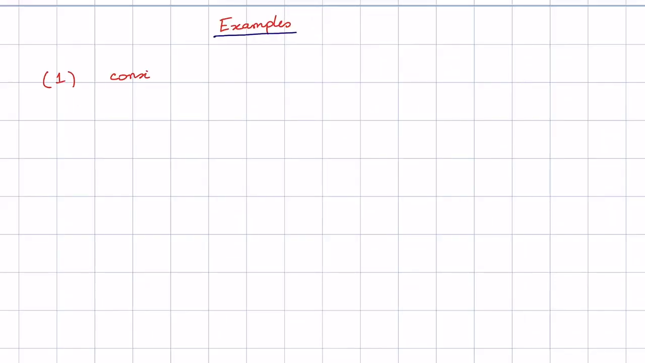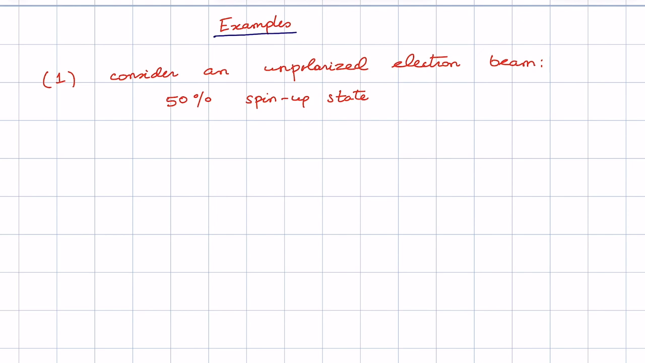Before I go any further, let me give you some examples to understand the properties and definitions that we have discussed so far in the context of the density operator or density matrix. Consider an unpolarized electron beam, where 50% of the electrons are in the spin up state, represented by say |0>, and 50% are in the spin down state, represented by say |1>.